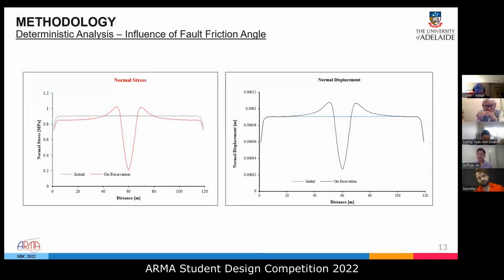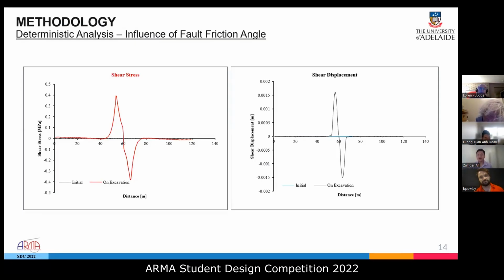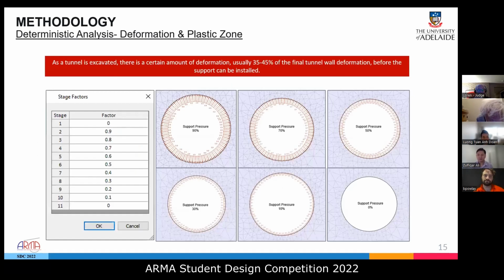As expected, there is a sharp drop of the normal stress where the joint passes over the excavation. The maximum normal stress was found to be 1.05 MPa, with a maximum displacement of 4 millimeters. Likewise, a reversal of the shear stress direction over the excavation was observed, suggesting a slip which produces an inward displacement of the rock on the underside of the plane of weakness. The maximum shear stress was found as 0.4 MPa, with a shear displacement of 1.5 millimeters.